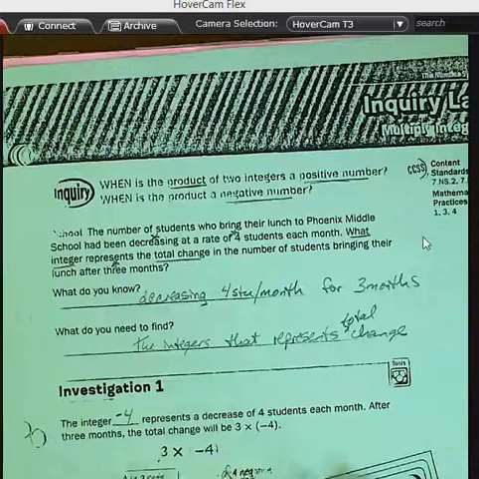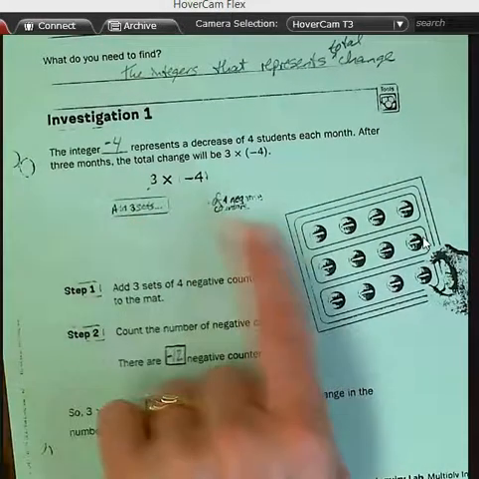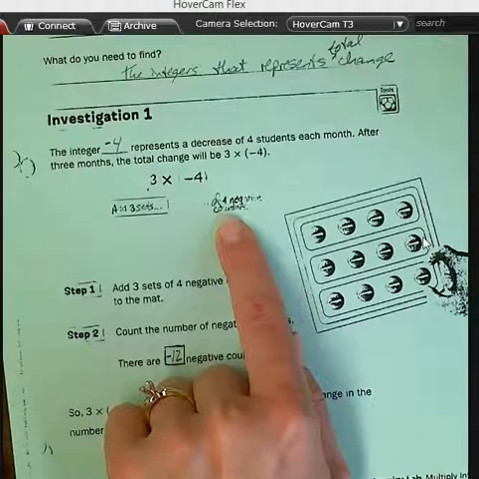This part makes sense to me, Mrs. Smith. This picture makes sense to me. I have 3 months, and in each month I have a decrease of 4 students. I can't do it by myself, but it makes sense. Yes or no? Yes. Okay.